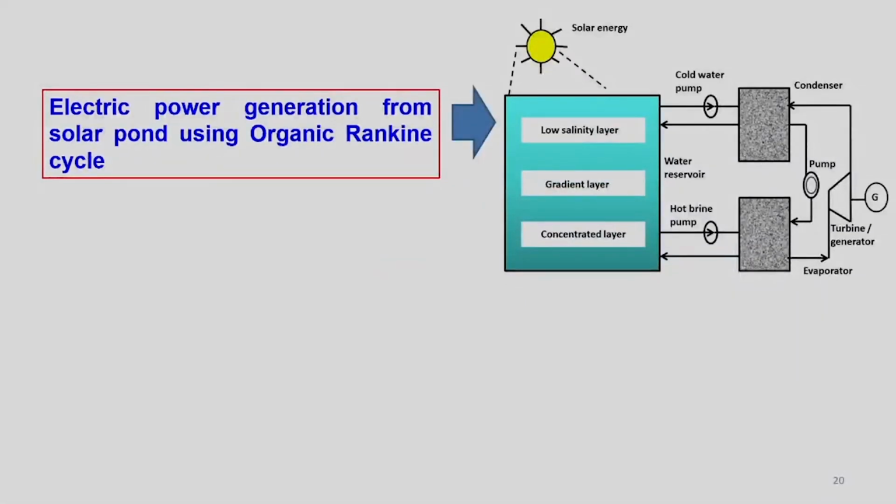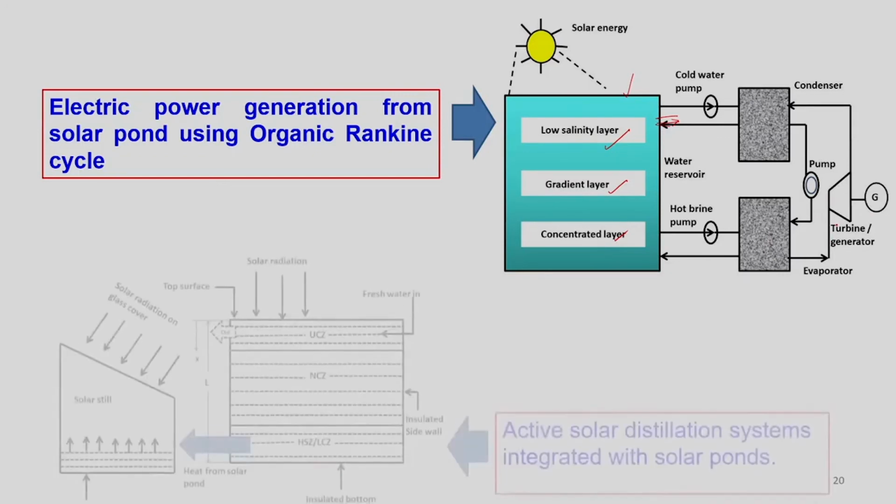And here you can see the electric power generation from a solar pond using an organic Rankine cycle. So, here is the low salinity layer, then the gradient layer, then the concentrated layer. Sometimes we have to apply fresh water, and when we take the saline water out, it contains salt, which has to be separated and can be applied again in the other layers to maintain the salinity gradient. The heat collected from the lower convective zone is used for generation of electricity by using the organic Rankine cycle.